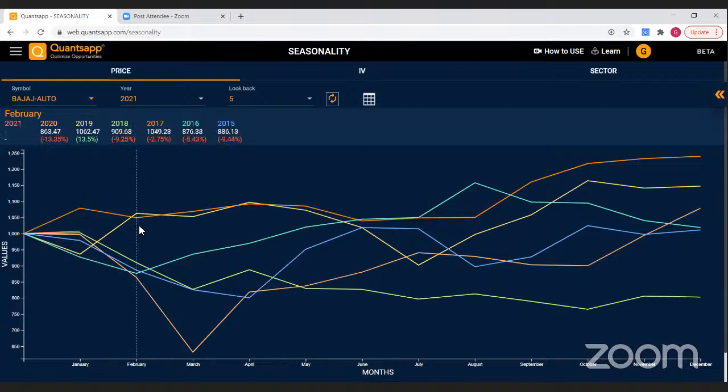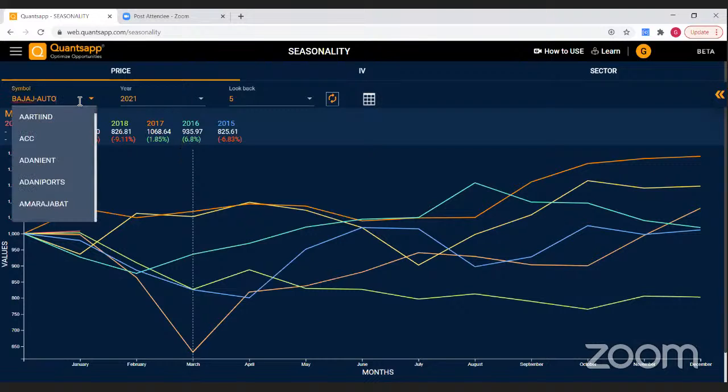Then if you say February, keeping aside 2019, every one of the last 6 years has been on the downside. So I can say that in the month of February this particular stock has not given a lot of good returns. So this is about the seasonality, where we are looking at how a particular stock, or any of these stocks, behaves.